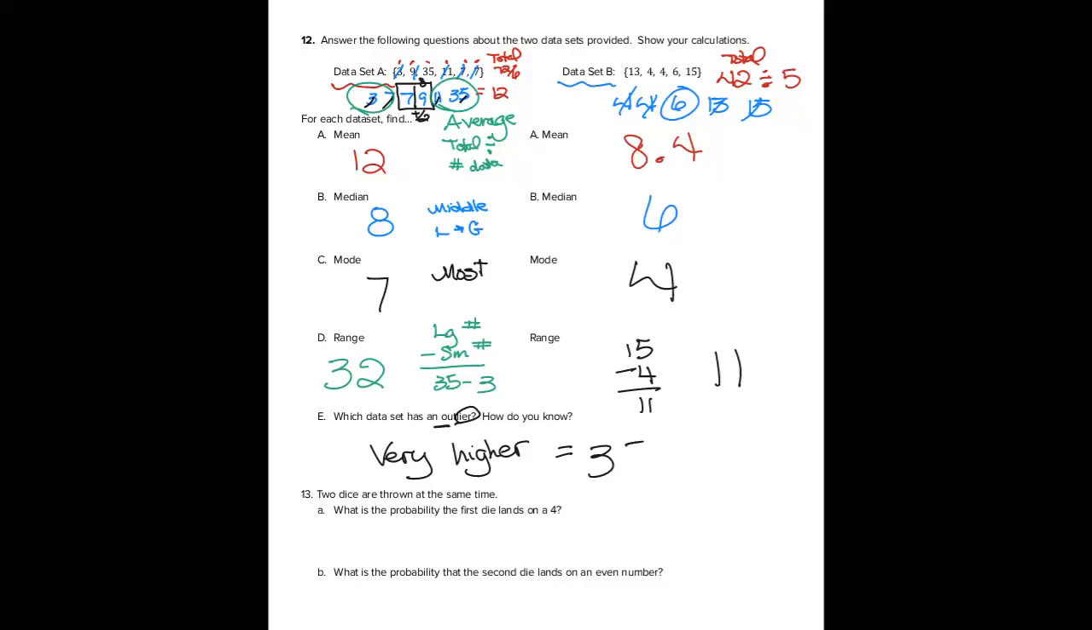It is time to go. I was going to say, yes, 35. Okay, 35. Very much higher. That is the outlier, data set A.